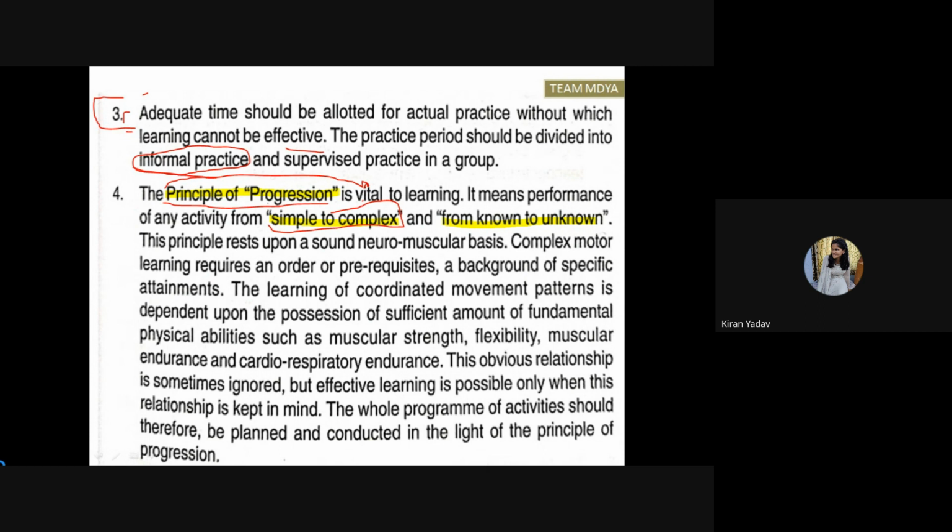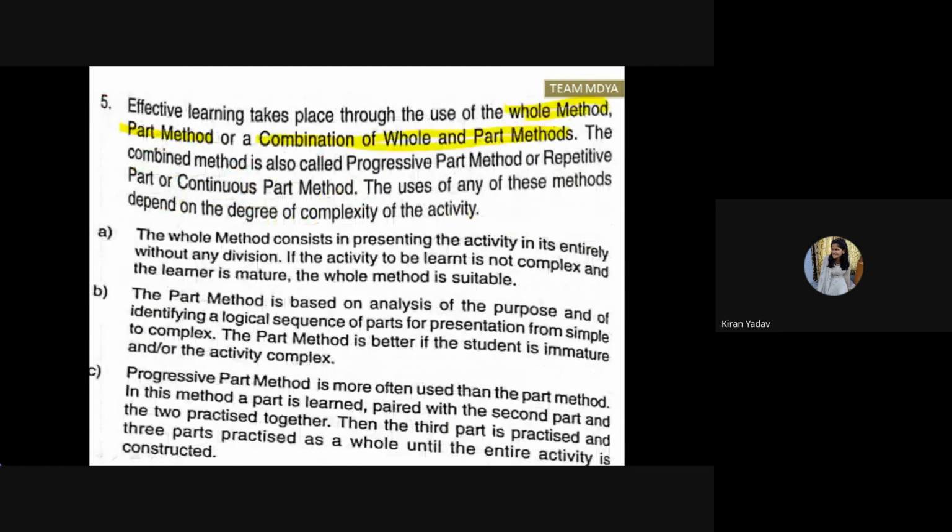Then in the next point, effective learning takes place through the use of the whole method. So these are three methods: whole method, part method, and combination of whole and part method. Now let's understand what these are.